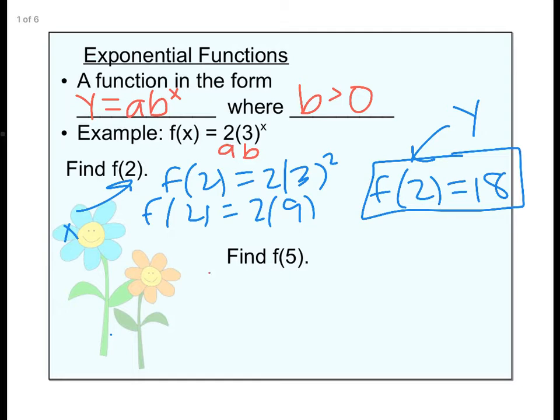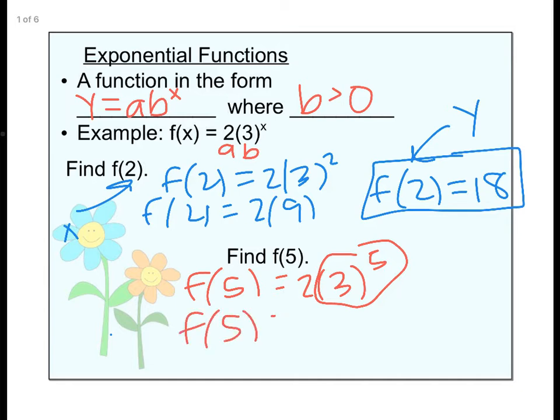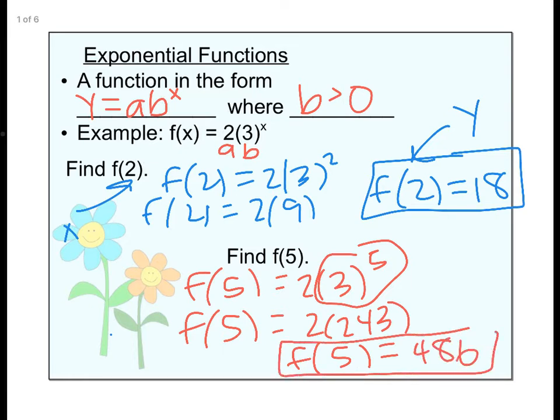We can do the same thing for finding f of 5. That means you're going to make x equal to 5. I would simplify the 3 to the 5th power first. You could use a calculator if you need to. So 3 to the 5th power gives me 243. And then I would have to multiply by 2. So f of 5 is equal to 486. So that's our first skill, being able to recognize those equations and then evaluate them, which means plug something in.